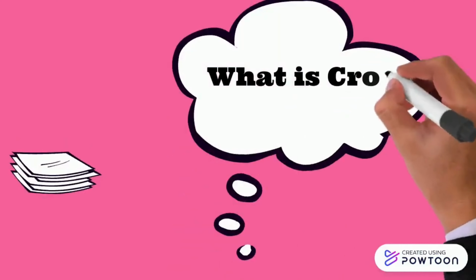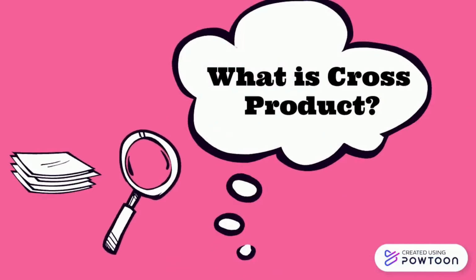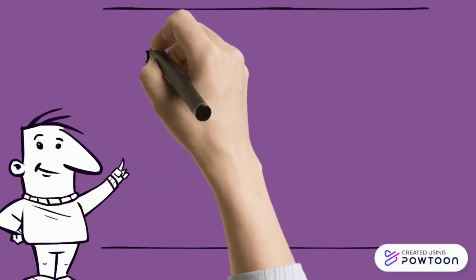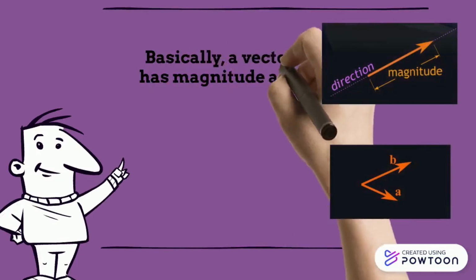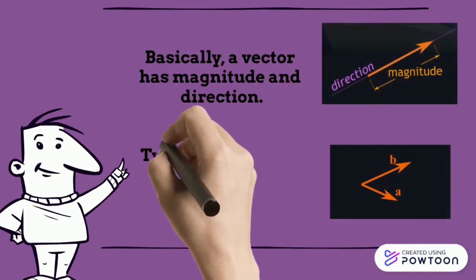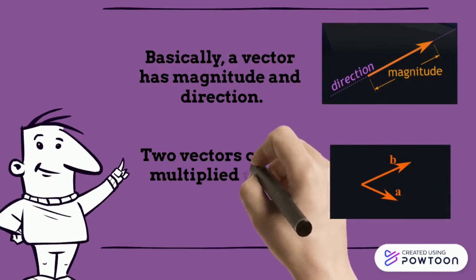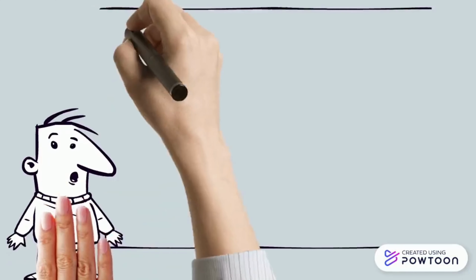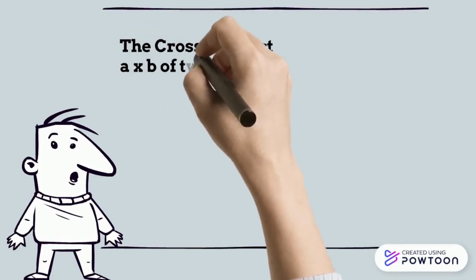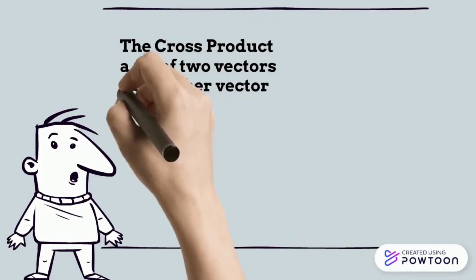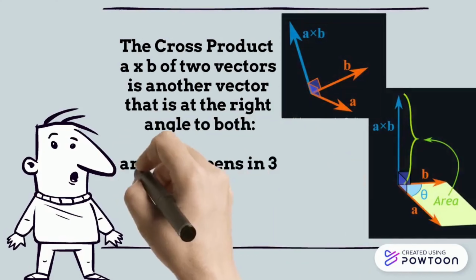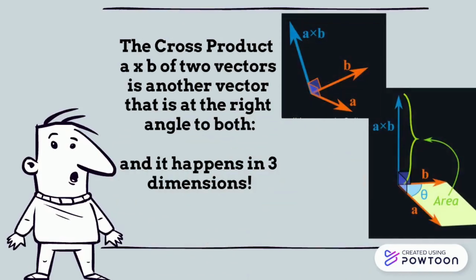So first of all, what is the cross product? Let us look at the general definition for the vector. Basically, a vector has a magnitude and a direction. Two vectors can be multiplied using the cross product method. The cross product A multiplied by B of two vectors is another vector that is at right angles to both, and it happens in 3 dimensions.